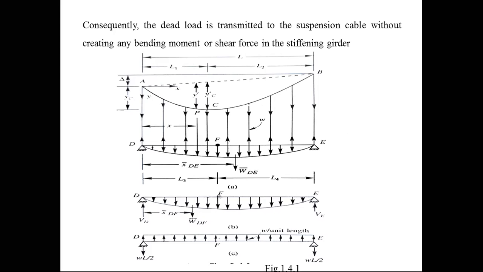For this analysis of three-hinged and two-hinged stiffening girders, that means a suspension bridge with a two-hinged or three-hinged stiffening girder, you must know the influence lines chapter. You should be familiar with the influence lines chapter, and then it is very easy. It's a tip.